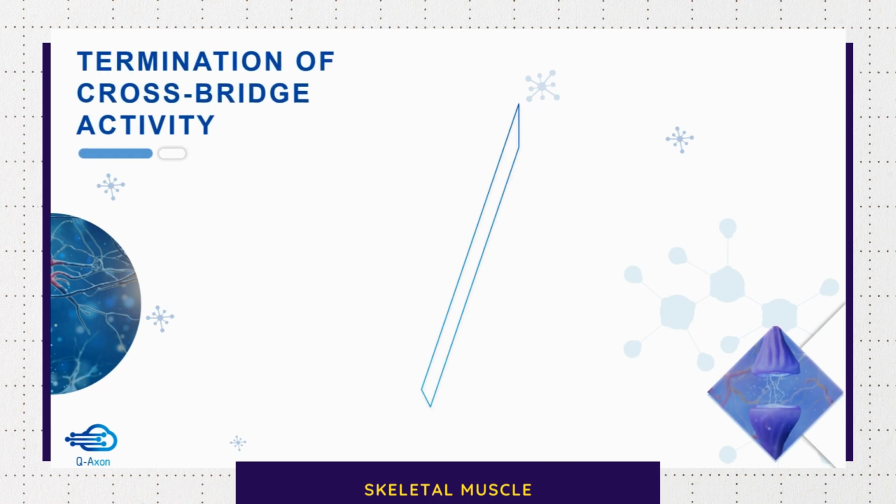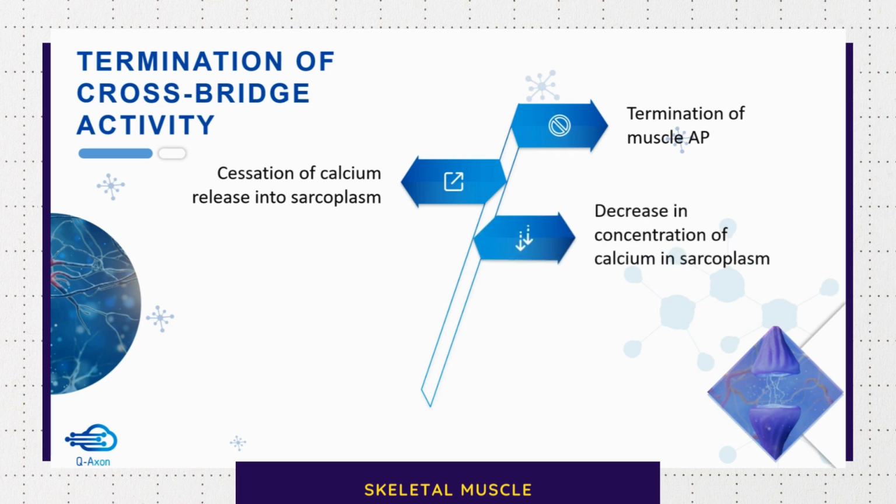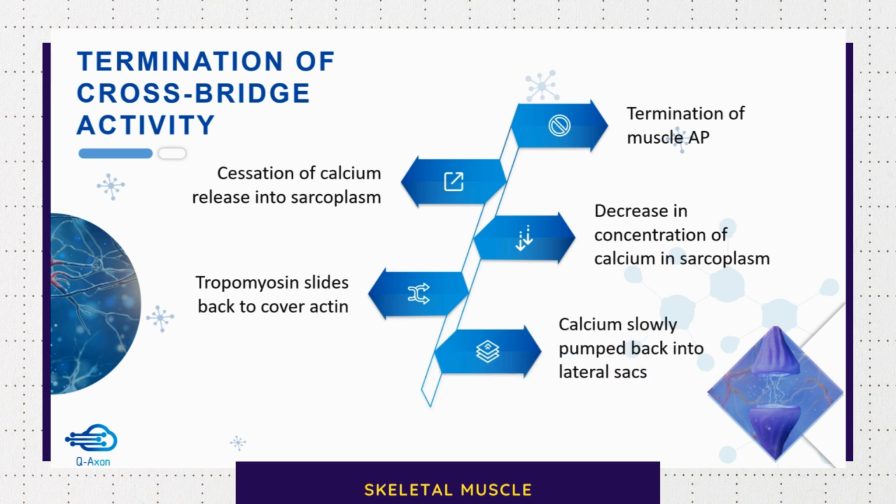So how is the cross-bridge activity terminated eventually? Now the moment the muscle action potential terminates, there is no further release of calcium from the lateral sacs into the sarcoplasm. So the concentration of calcium in the sarcoplasm falls, and this leads to a reversal of the events. So tropomyosin eventually slides back to cover the myosin binding sites on actin. Now the calcium which was released is pumped back into the lateral sacs. That takes a little longer, and this leads to relaxation of the muscle.